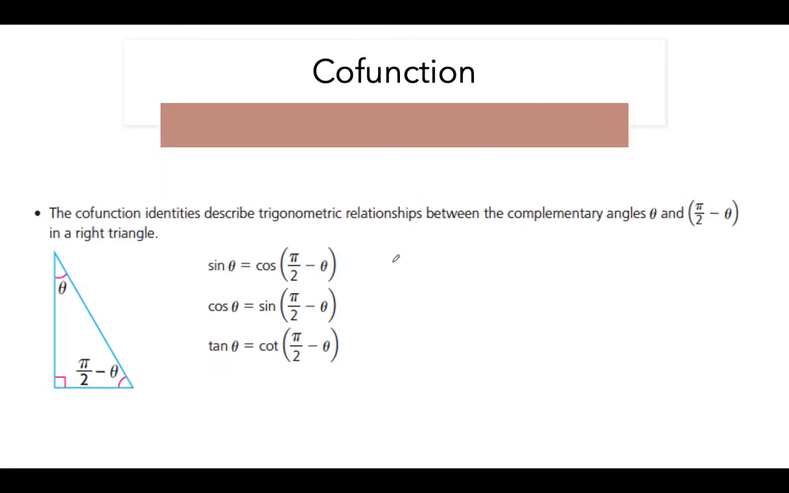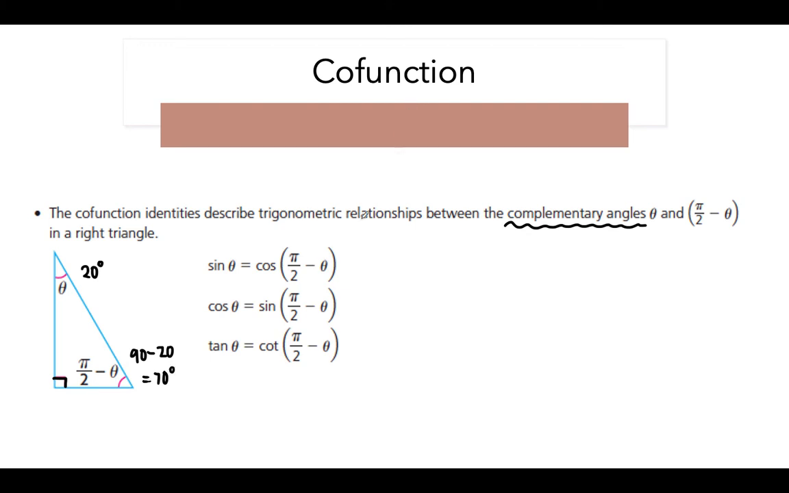Now another concept that you have to understand is cofunction. The cofunction identity describes the trigonometric relationship between complementary angles. If I'm given theta, then the other angle is going to be pi over 2, which is 90 degrees, minus theta. So if this is, let's say, 20 degrees, then the other angle is going to be 70, because 90 minus 20 is 70 degrees.